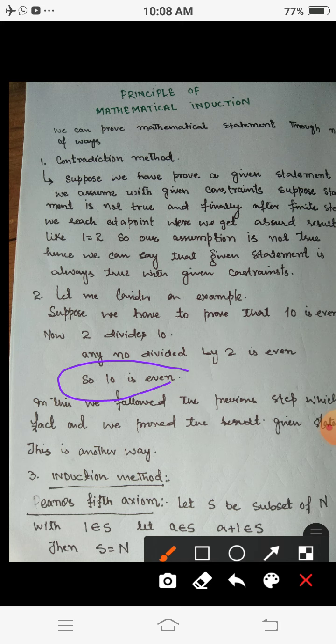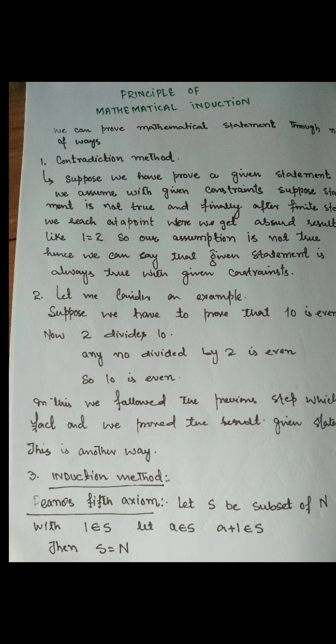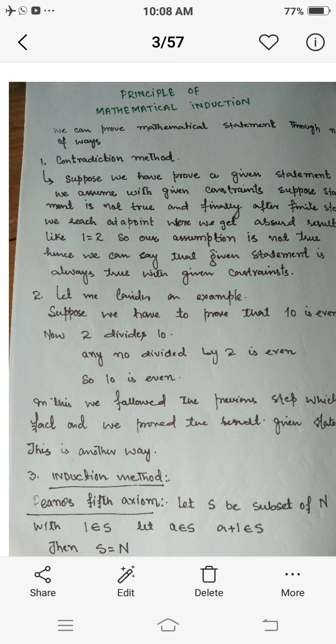Now there is another, third way, which is mathematical induction. For mathematical induction, firstly you should know Peano's fifth axiom. Peano's fifth axiom states that let S be a subset of natural numbers.